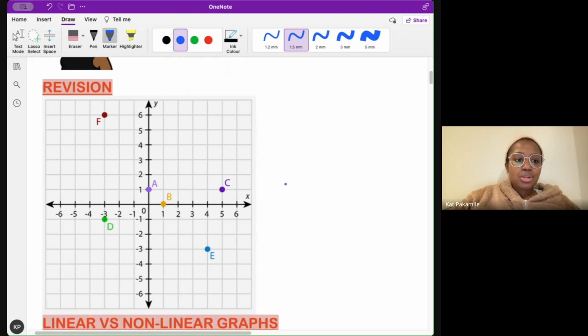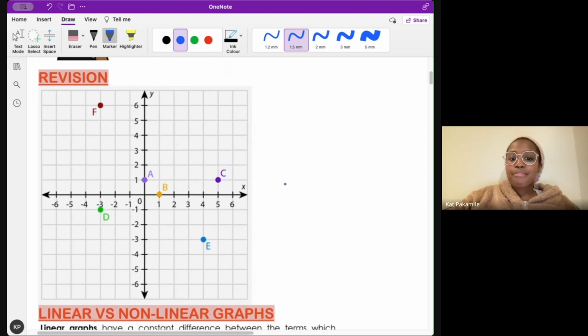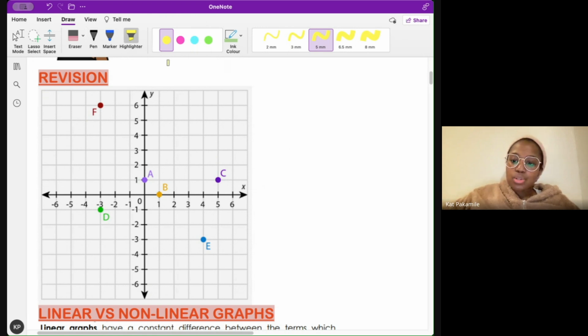So as I said, we're going to be speaking about interpreting graphs. And the first step of interpreting a graph is knowing how to find the coordinates. So we're going to do this quickly, remind each other and ourselves how to find coordinates of points. And we're going to start off with A. What are the coordinates of point A?